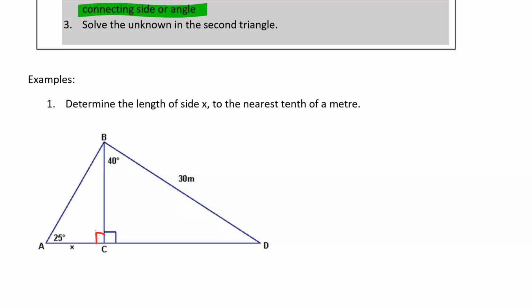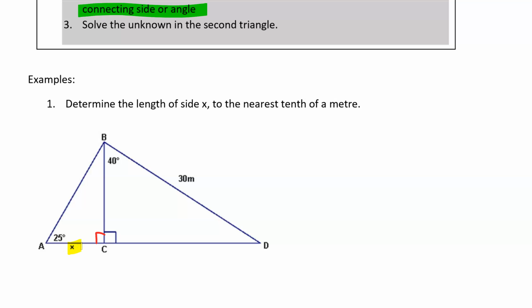And looking at both these triangles, you've got triangle ABC, and you've also got triangle BCD. Which one of them actually has two pieces of information? It's actually BCD. ABC only has the 25 degrees. So our strategy is to work with this triangle first. And from this triangle, we're going to get the information we can so that we can work with the other triangle and solve for the X we're looking for.